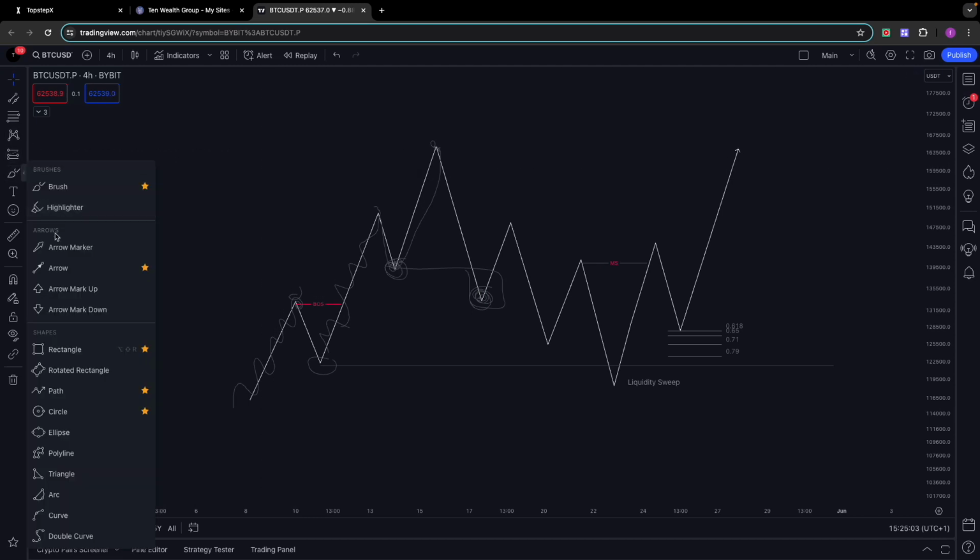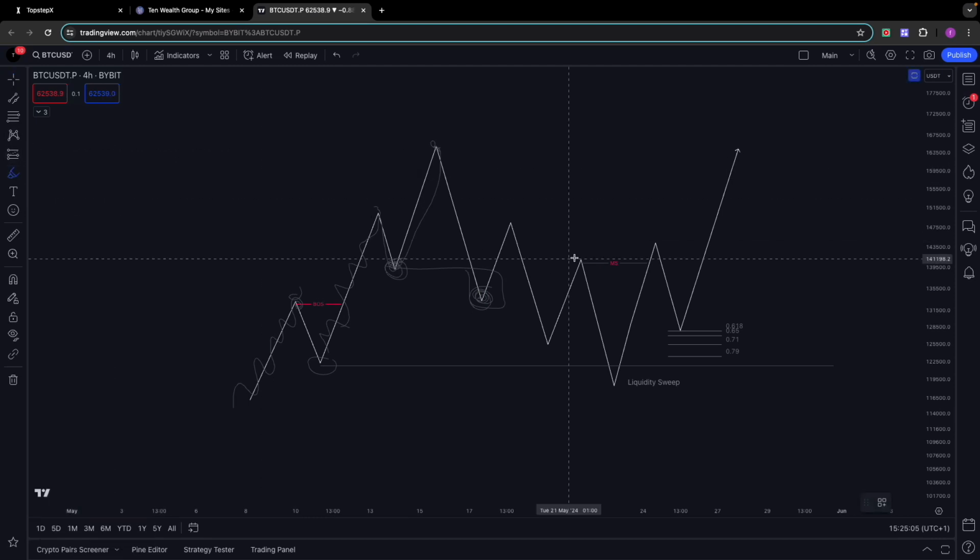So then what do we get? We then get that new lower high. This low is then confirmed with this low, and then there would be a new low.